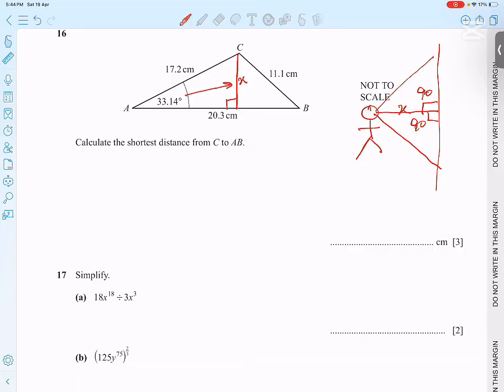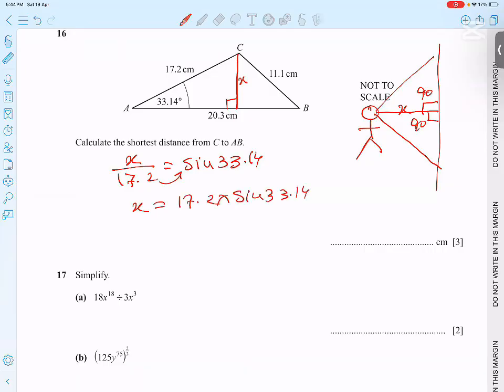In front of the angle is called opposite. In front of 90 is called hypotenuse. So opposite by hypotenuse is sine theta, and this is going to multiply with that. So the shortest distance, if I simply type in the calculator just as it is, 33.14, my answer turns out to be 9.403.